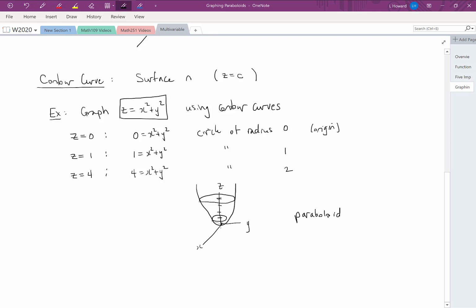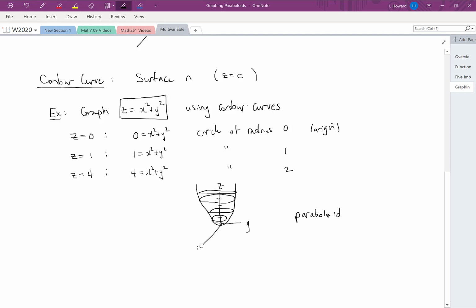which is just a really fancy way of saying this bowl shape. So when z is negative, you get no points that satisfy that equation. Therefore, there are no points on the surface below the xy plane. So that agrees with our picture. If you had chosen a different z value, like say z equal 2, you'd get a circle of radius root 2. And so you could draw infinitely many of these contour curves.